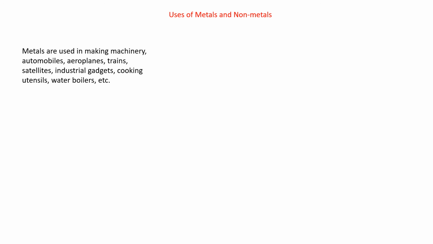So now let's read about the uses of metals and non-metals. So this is our part 2 lecture. In the first lecture also we did a lot about metals and non-metals, and now we have finished with the chemical properties of both metals and non-metals. So now let's read about their uses. So metals are used in making machinery, automobiles, airplanes, trains, satellites, industrial gadgets, cooking utensils, water boilers, etc. There are many things, right?